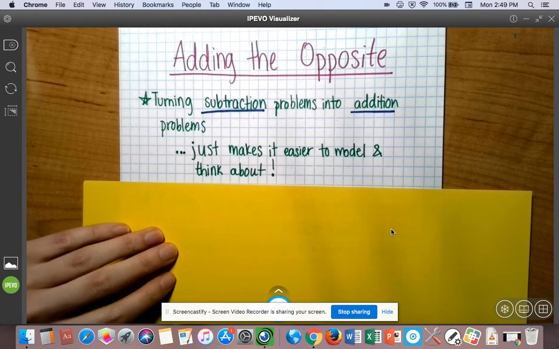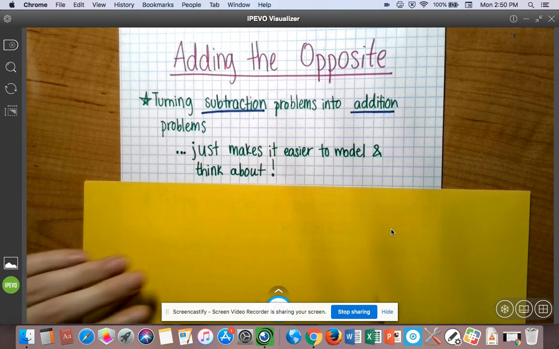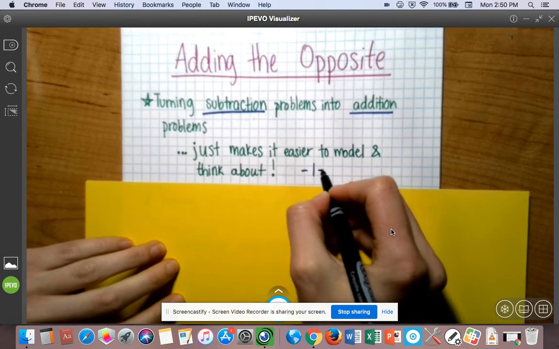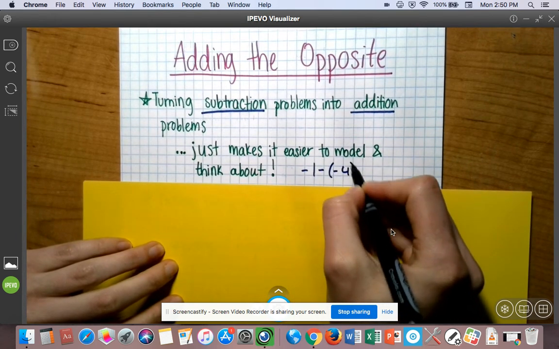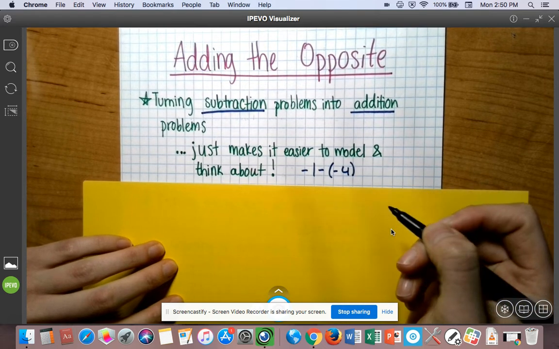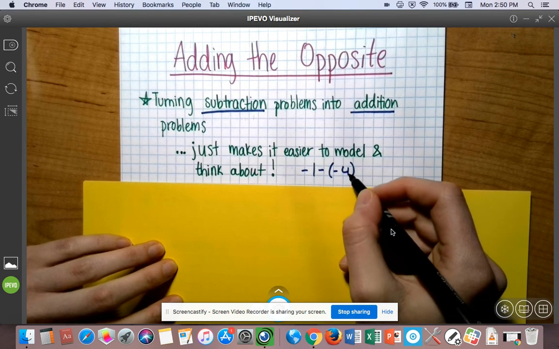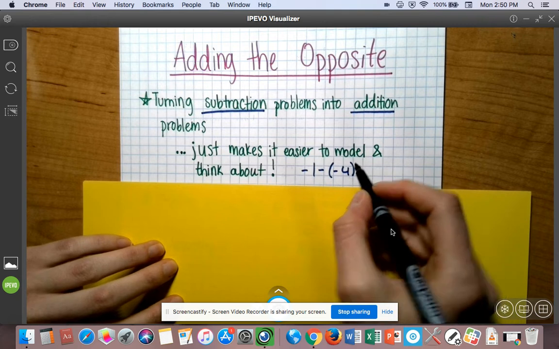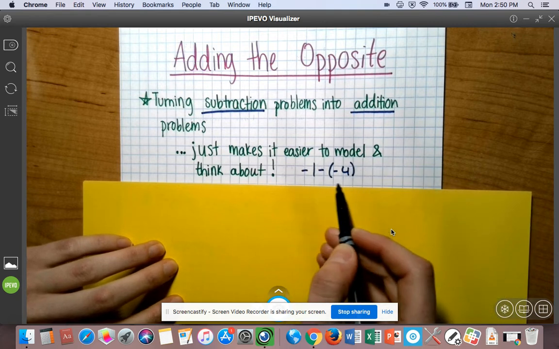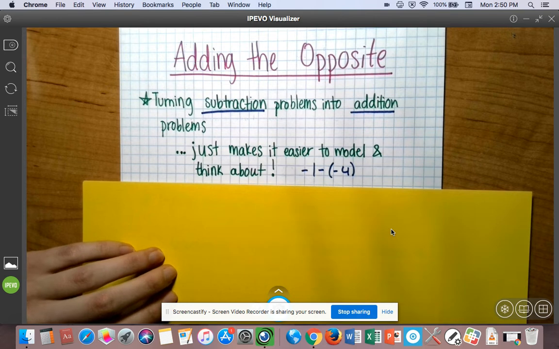And then here I just said adding the opposite just makes it easier to model and think about subtraction problems because, as you've probably seen, questions like this, -1 minus -4, it's kind of a lot to look at, a lot of negative signs, a subtraction sign. All of this could get just confusing. So adding the opposite is going to be a way to look at this and model this and solve this, but it's going to be much easier. We're going to turn it into an addition problem.